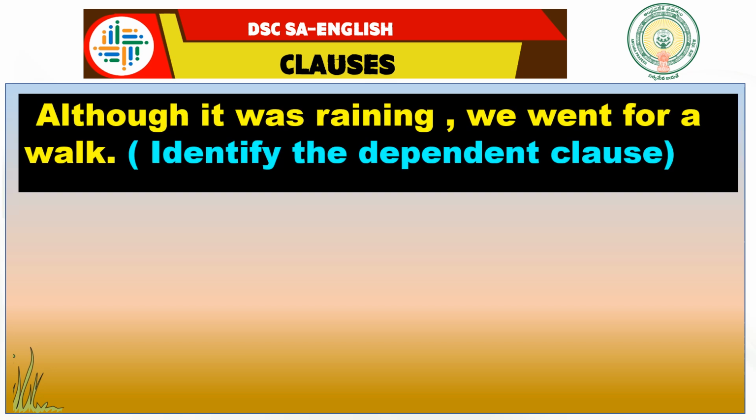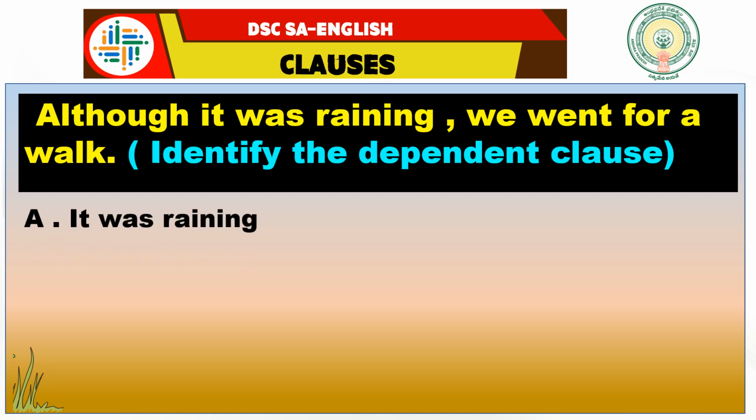Although it was raining, we went for a walk. So identify the dependent clause here. You have to think which is dependent and which is independent. If you say, although it was raining, is the sentence complete? It has to depend on some other clause. So, we went for a walk, is an independent clause.